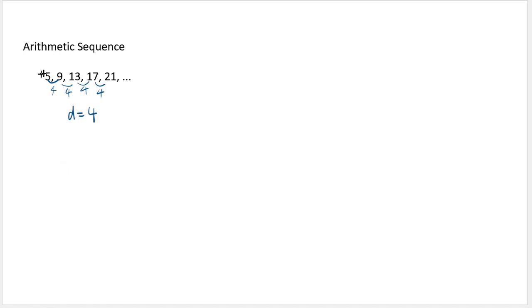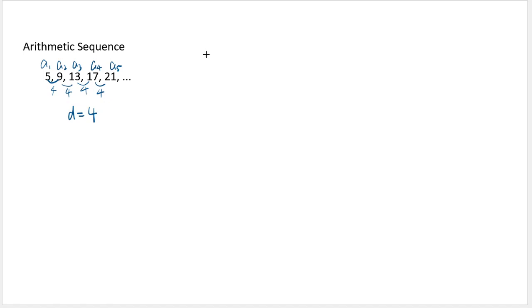And usually you call the very first number a1, the next one is a2, a3, a4, a5, although in some cases they name the very first term a0.